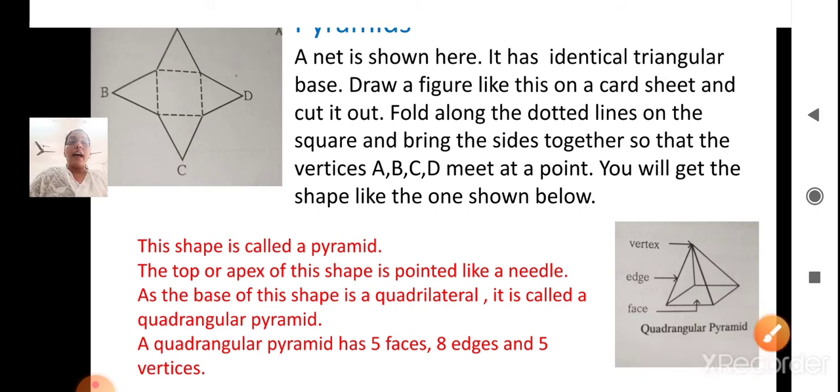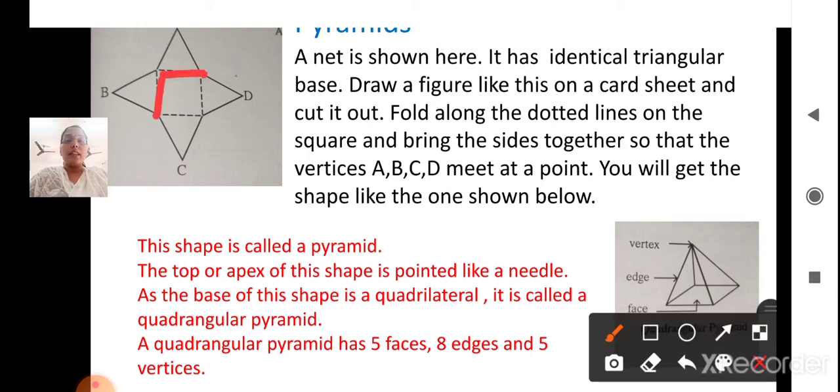It has identical triangular base. Identical means same. It has that same triangular base. You have to draw a figure like this on a card sheet and cut it out. Okay, now quickly you are going to take any drawing paper or a card sheet. You are going to draw this figure in your card sheet and you are going to cut it out. Fold along the dotted lines. Can you see the dotted lines here? See, these are the dotted lines. Fold along the dotted lines on the square and bring the sides together.